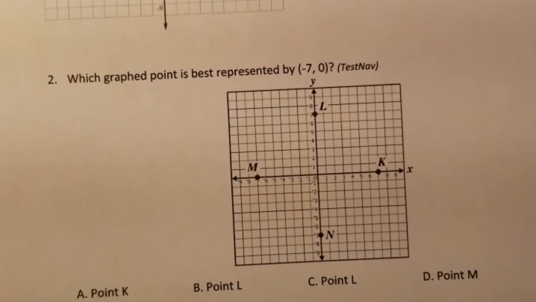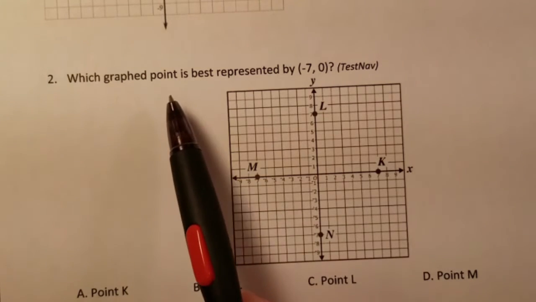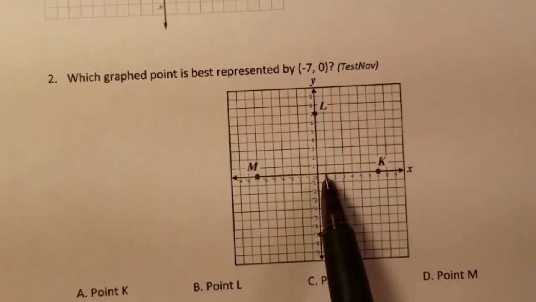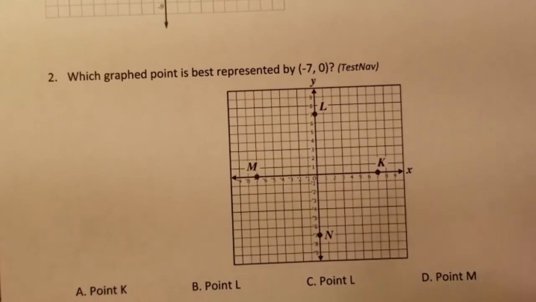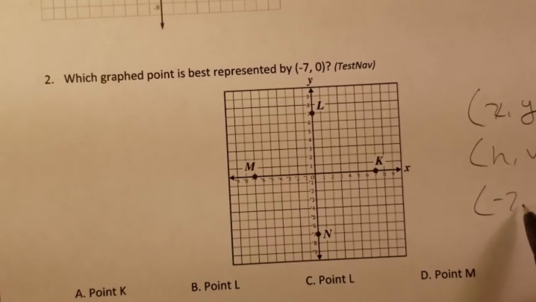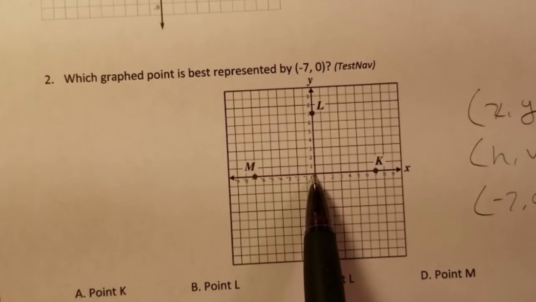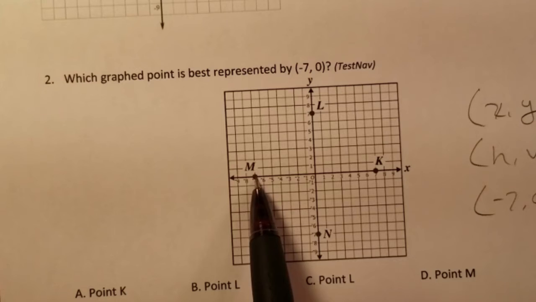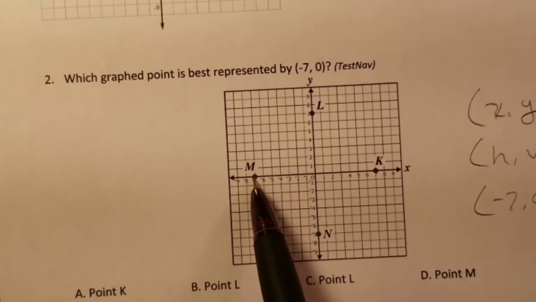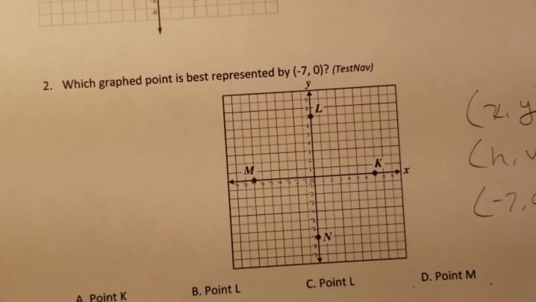All right, so down here, we're told which graphed point is best represented as -7, 0. So we start at the origin, and first of all, we do the -7, x, y, horizontal then vertical, -7, 0. So 0 is our x, it's horizontal, right or left. So we come over -7. So far it looks like M is going to be our only option because it's the only one that's over -7. And then 0, the y, the vertical, it does not go up, does not go down. So it's 0 up, 0 down. M is our answer. So D, point M.